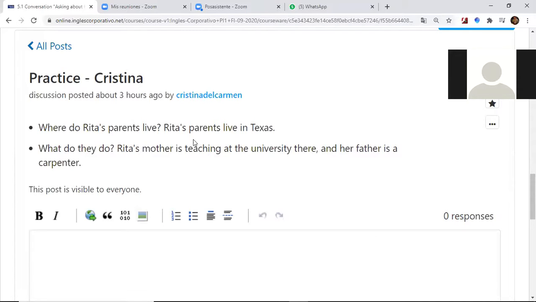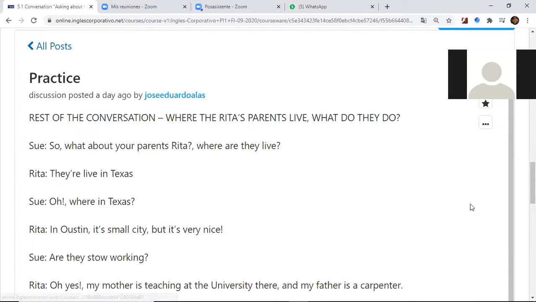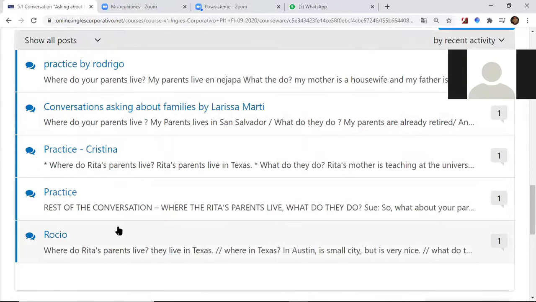Where do Rita's parents live? Rita's parents live in Texas. What do they do? Rita's mother is teaching at the university, right? And her father is a carpenter. Perfect. Exactly. That's the answer, right? Okay, let's continue. Here I don't know who wrote this. José Eduardo. No, it's not. It's not from our group.